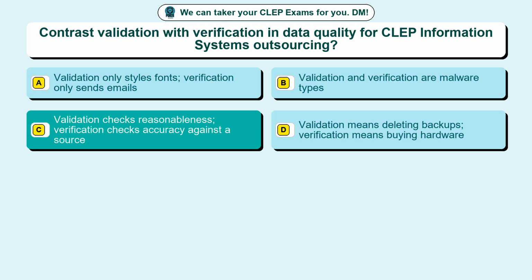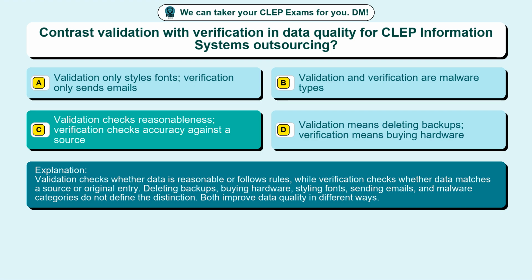The correct answer is option C. Validation checks reasonableness, verification checks accuracy against a source. Validation checks whether data is reasonable or follows rules, while verification checks whether data matches a source or original entry. Deleting backups, buying hardware, styling fonts, sending emails, and malware categories do not define the distinction. Both improve data quality in different ways.